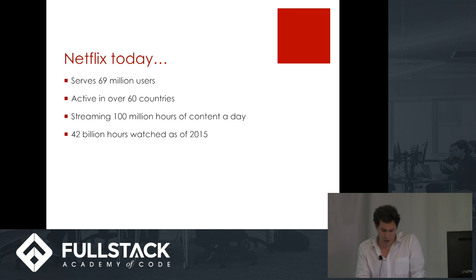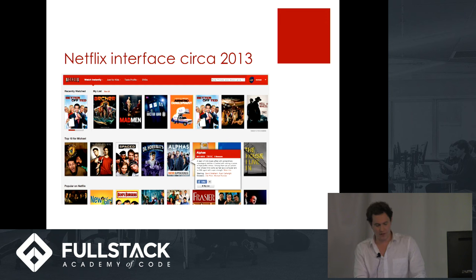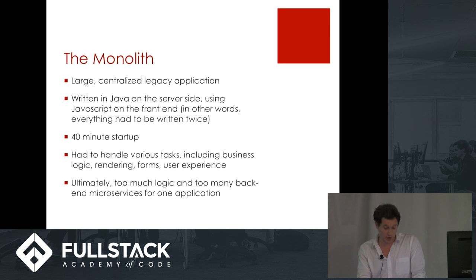This is the Netflix interface circa 2013, back whenever their application was running on something called the Monolith, which is one large centralized legacy application written in Java on the server side, using JavaScript on the front end. So in other words, they had to write everything twice. Any problems they had, they had to make two solutions.